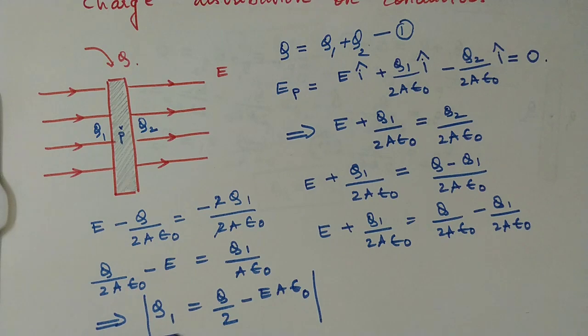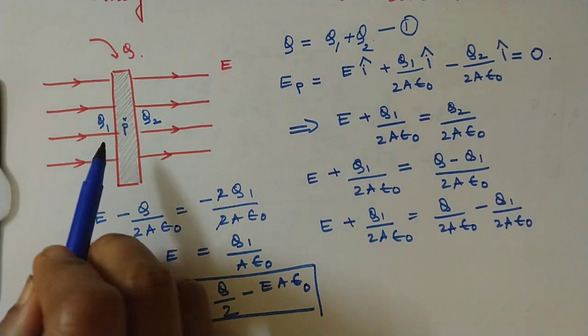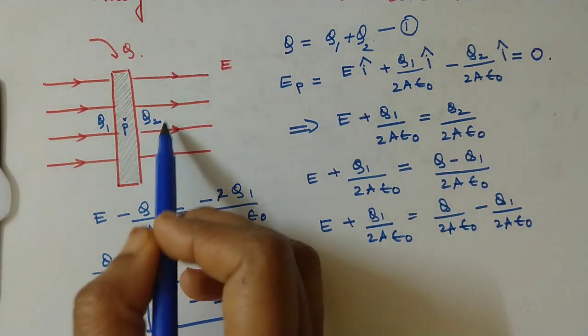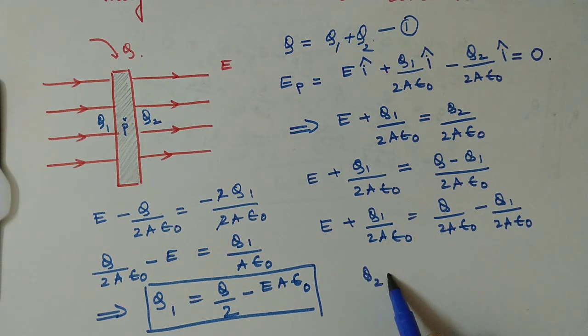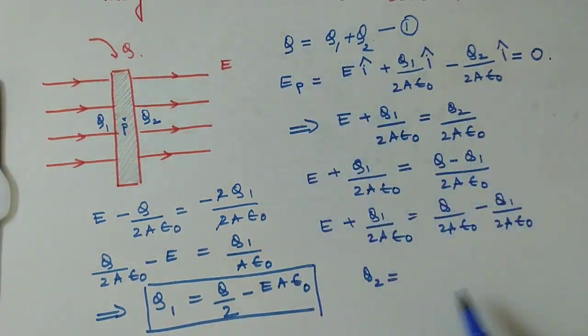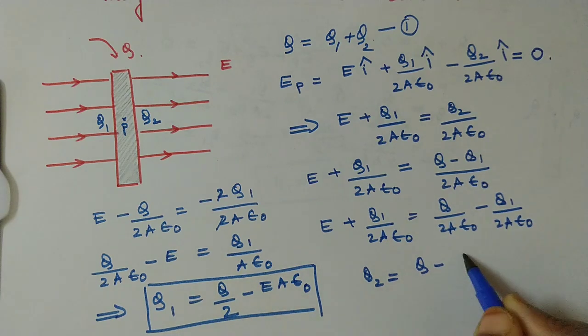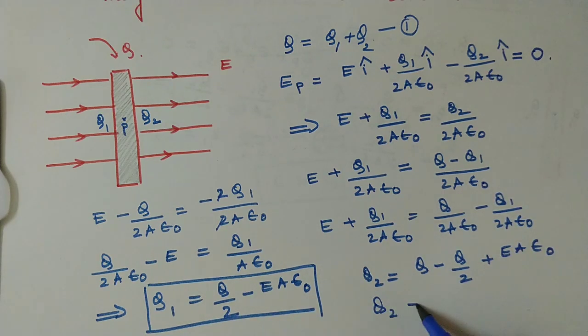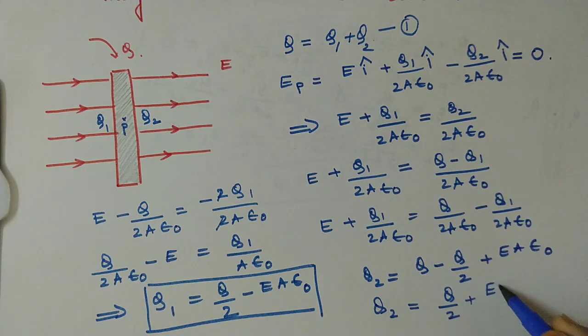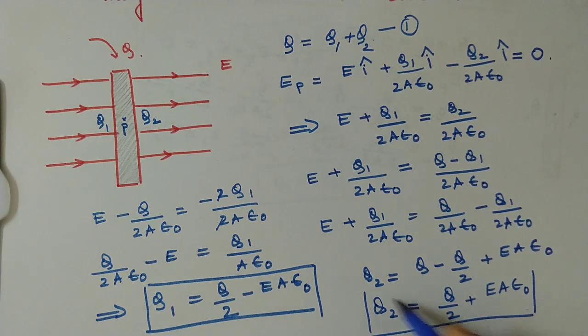Okay, now we have got the charge on the left side. So this is the charge on the left side of the conductor. Now if you know Q1, you can easily find the value of Q2. Find out what is Q2. It is Q minus Q1. So Q minus Q by 2 plus EA epsilon naught, or we get Q2 as Q by 2 plus E into A into epsilon naught. So this is going to give you the charge Q2.